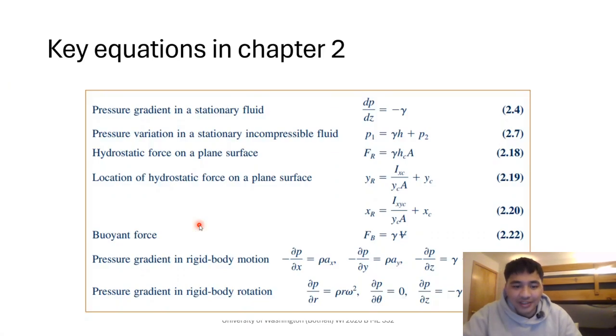Okay, we made it to the end. Here are some of the equations at the end of the chapter. We basically went through 2.4, 2.7, 2.18, 2.19, 2.2. And here are other ones, but I don't think these are on your homework. But here they are, just in case you do the rest of the readings.